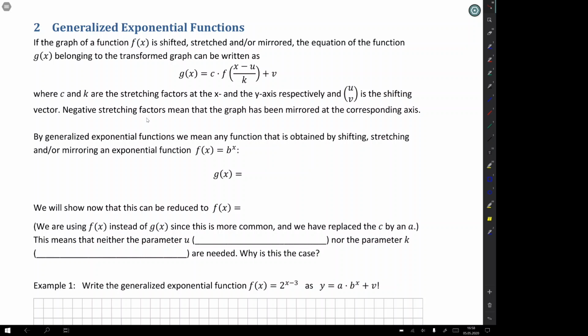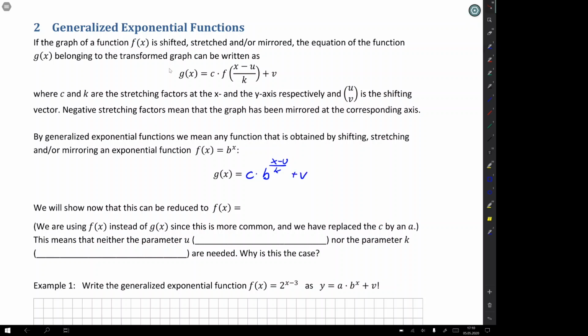By the generalized exponential functions, we mean any function that is obtained from an exponential function by shifting, stretching, and/or mirroring it. So we have this function f of x is b to the power of x. And since it is now shifted, stretched, and/or mirrored, the new function belonging to the new graph, g of x, can be written as c times b to the power of (x minus u) divided by k, plus v.